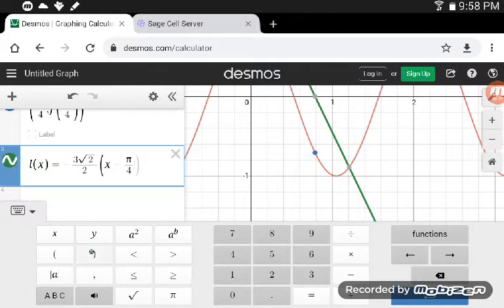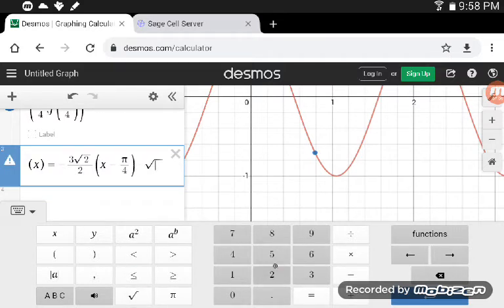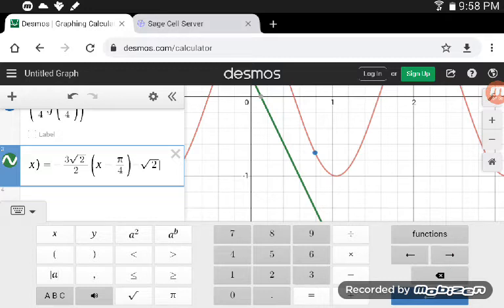Get our parenthesis in there, and then that point was at minus square root of 2 over 2. So square root of 2 divided by 2. And look at that, looks like a tangent line to me, so it looks like we did very well.